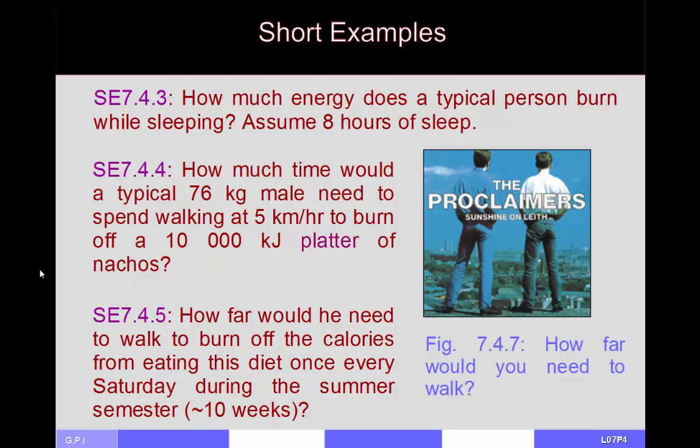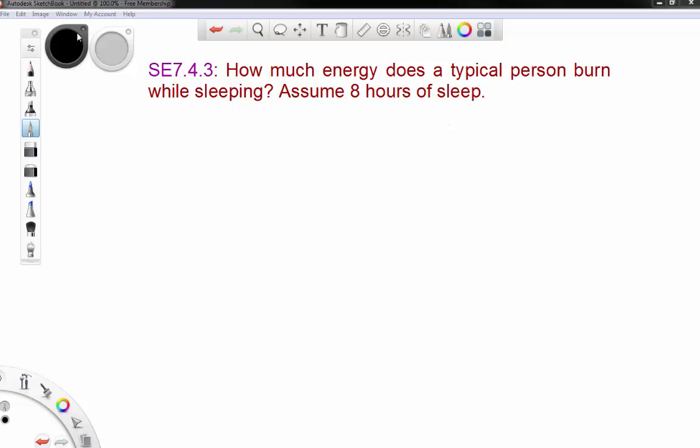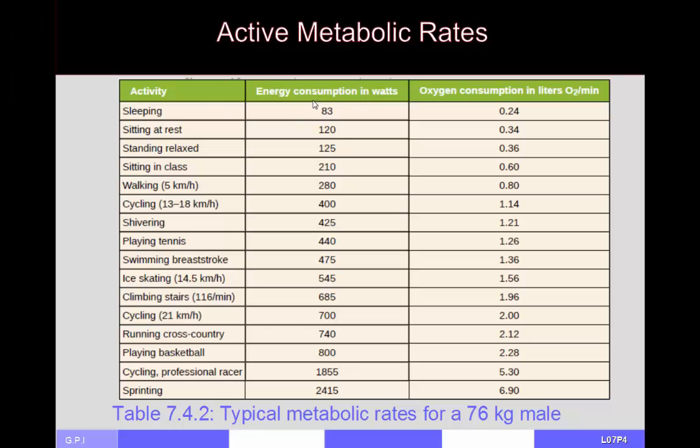So let's look at a couple examples for this. How much energy does a typical person burn while sleeping? Let's assume 8 hours of sleep. And by typical person, I mean the typical average 76 kilogram male that is shown in that chart on the previous page. All right, so the energy used should be the average power times the time. How much average power was this typical person using sleeping? Well, that chart said 83 watts. Sleeping energy consumption, watts: 83. So this is the number we use for our power.